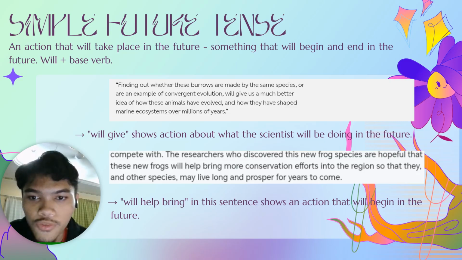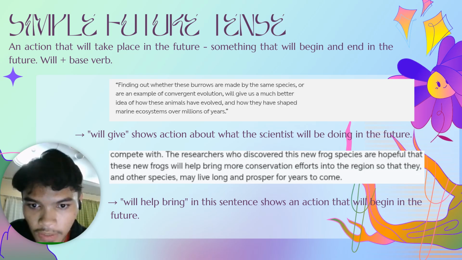Now moving on with the first one, which is simple future tense. From what we know, future tenses are basically an action that will take place in the future, or something that will begin and end in the future. Simple future tenses typically have the word will followed by a base verb. Let's look at the examples first.